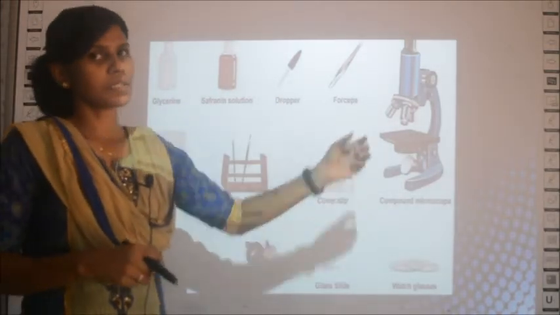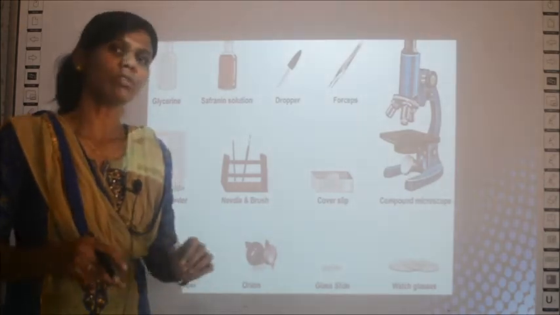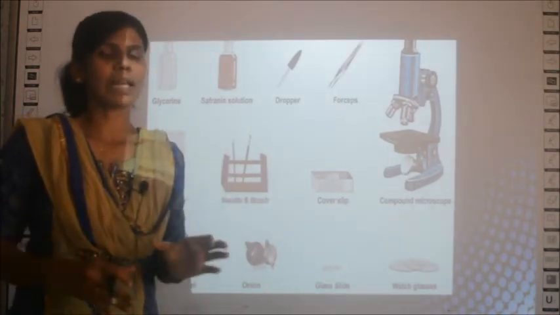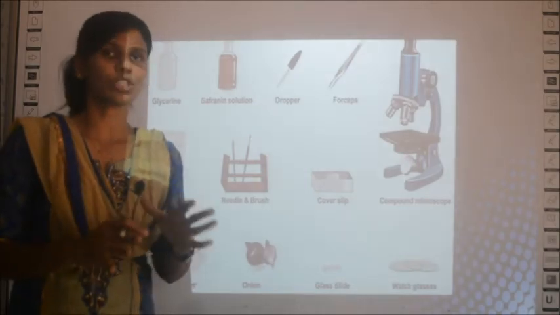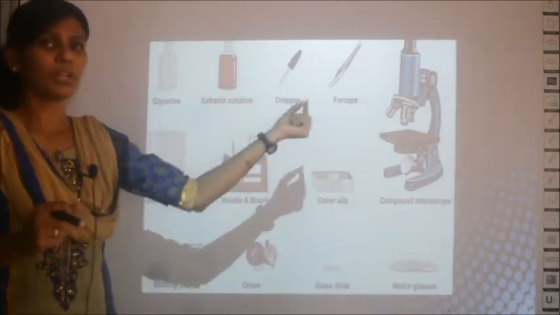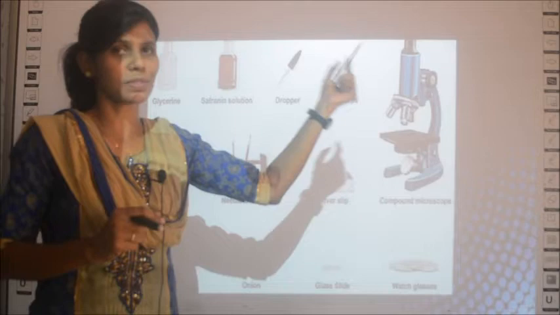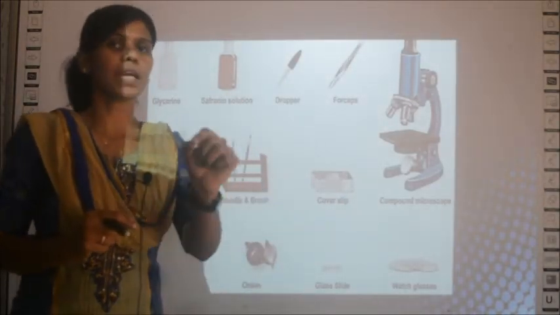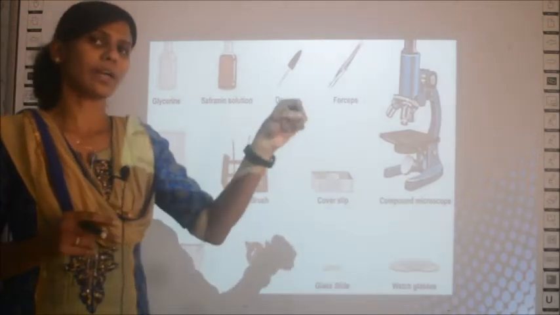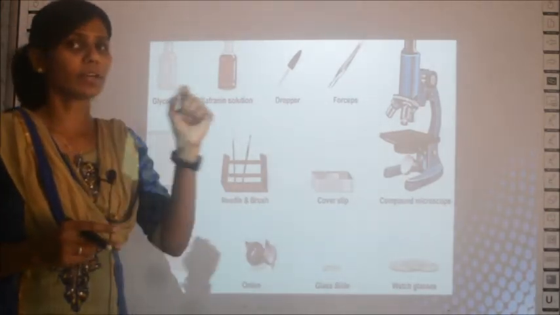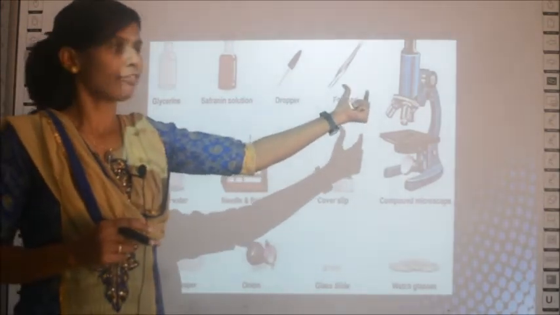Then forceps. Never in the lab are you allowed to take any specimen, let it be a plant specimen or animal specimen, with your hands. So you are going to use forceps. Forceps is to take the specimen and place it in position, either from the watch glass to the microscope slide. Whenever you are transferring, you are going to use forceps.